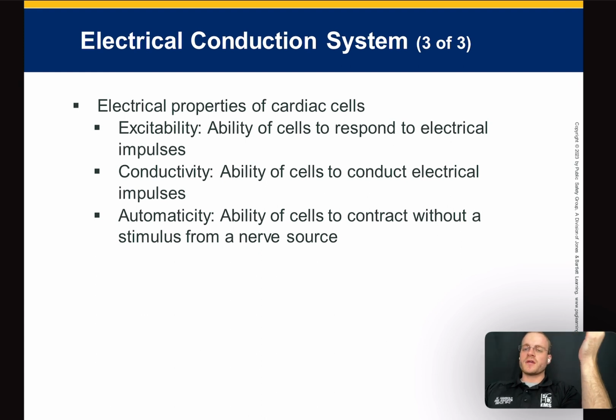So excitability. And then there's conductivity. They have these special junctions between each cell that allow the cells to conduct electrical impulses. So electricity travels really well with the way that heart muscle cells are aligned, jumping from one cell to another in an organized fashion. That's conductivity. You should know what conduction is. And automaticity, this is weird. You're like, what? Automaticity is the ability of cells to contract without a stimulus from a nerve source. And you're like, wow, that's really weird.